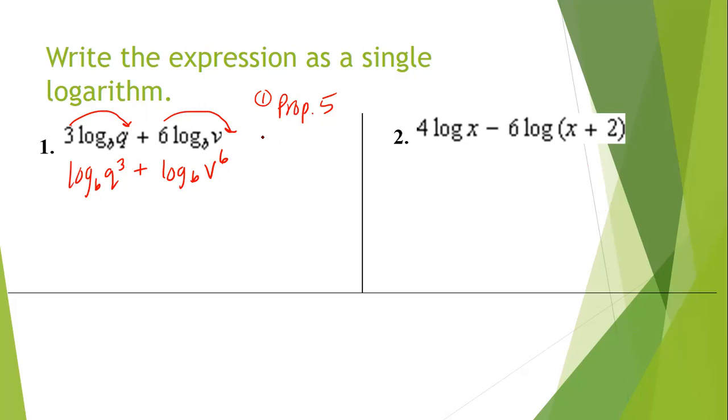Now we check whether property 4 or 3 can be used. In this case, we're going to use property 3, because of the addition symbol. That's the product rule: if I am adding 2 logs with the same base, I'm multiplying their x values. So using property 3, I have log base b of q to the third times v to the 6th.